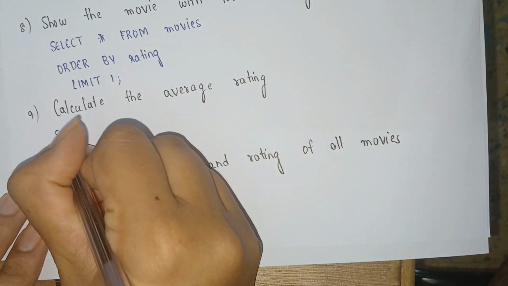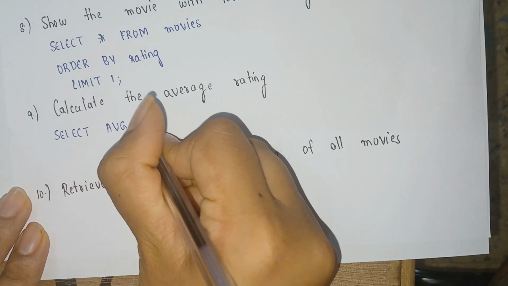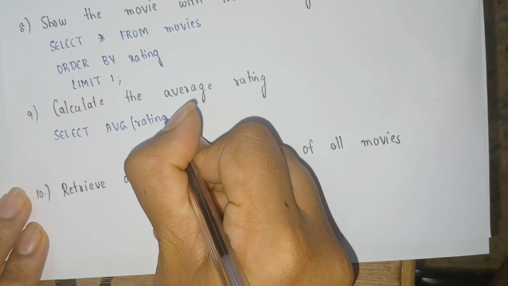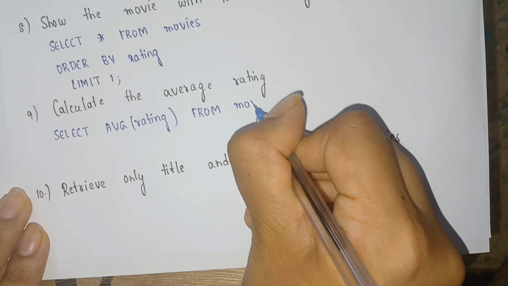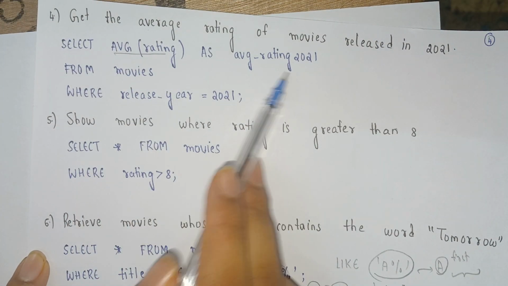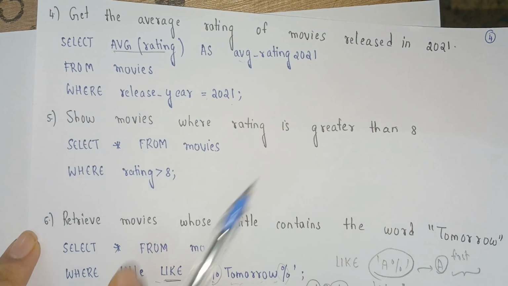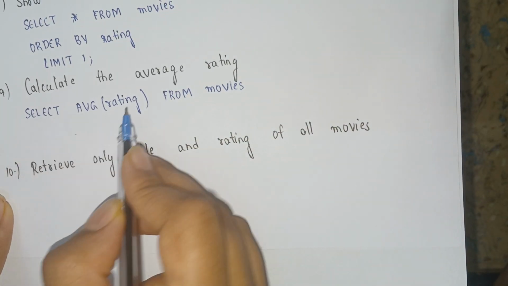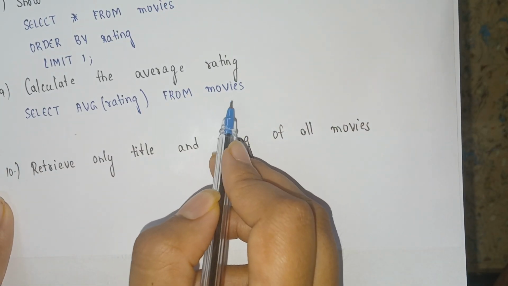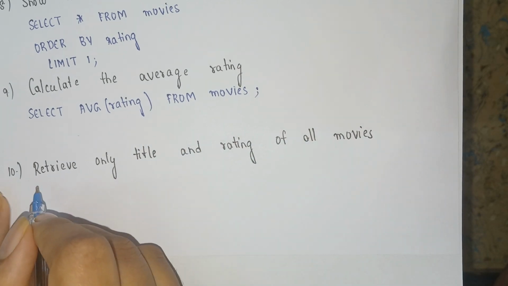Calculate the average rating. Average rating is nothing but, you can just select average of rating, no need to take an alias also, from movies. Earlier we took an alias because we had a condition of release year 2021. To understand that it is not the overall average but the 2021 average, we took an alias. Here it is the overall average, so select average of rating from movies, that's it, no other condition.